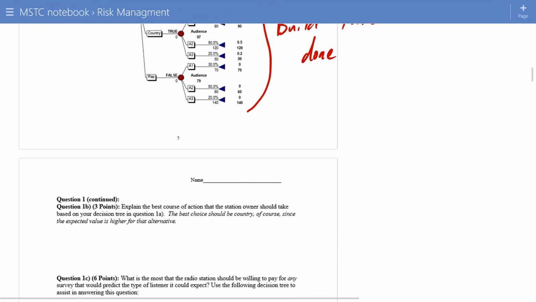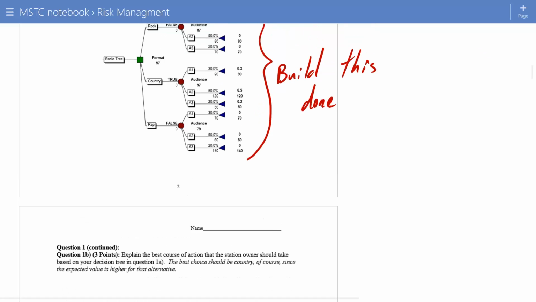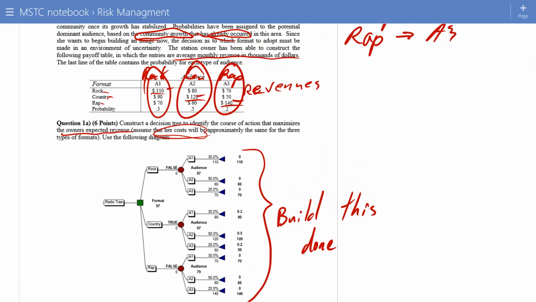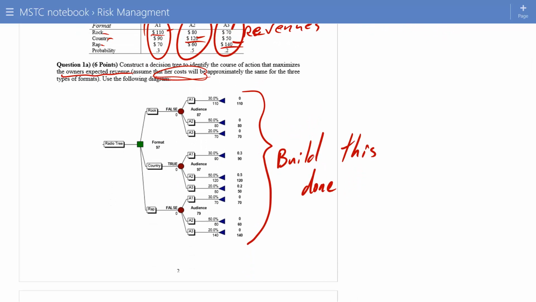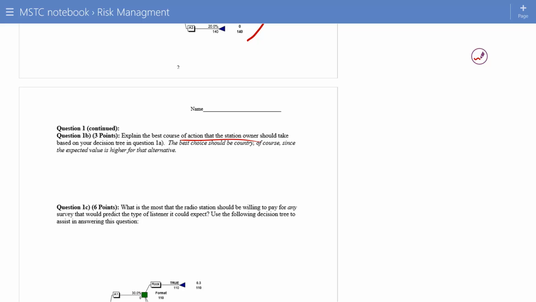So first build that. Explain the best course of action that the station owner should take based on your decision tree. Well, I got a question. So problem 1A isn't a problem. It just gives it to you. Like 1A is just construct the thing. But it says use the following diagram, so it just gives it to you. Yeah. So he says build that. It doesn't maximize it, though. This has all of them on there. Yes. This is just what you need to build, based on the decision tree.